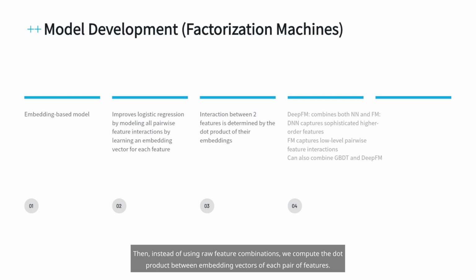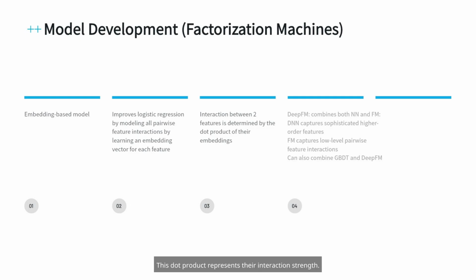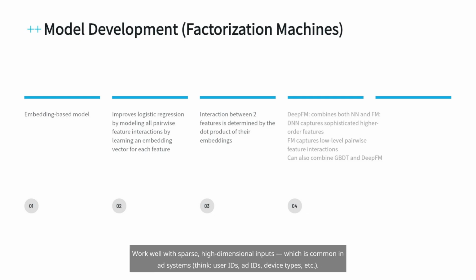This dot product represents their interaction strength. This is the foundation of factorization machines, or FMs. FMs capture all pairwise feature interactions automatically, avoid the need for manual feature crossing, and work well with sparse, high-dimensional inputs, which is common in ad systems. Think user IDs, ad IDs, device types, etc.